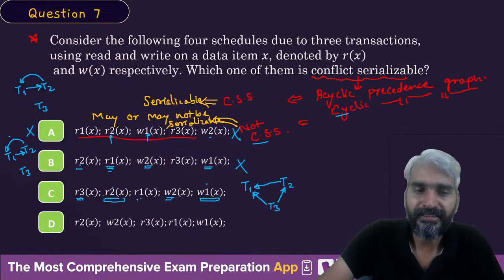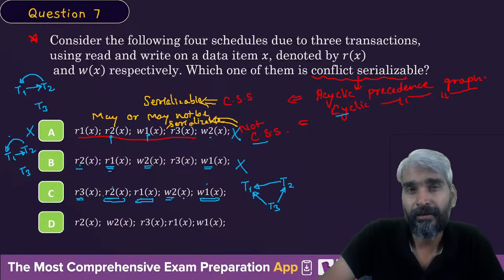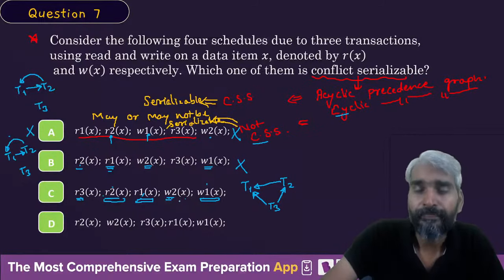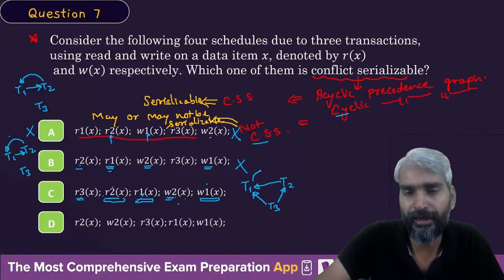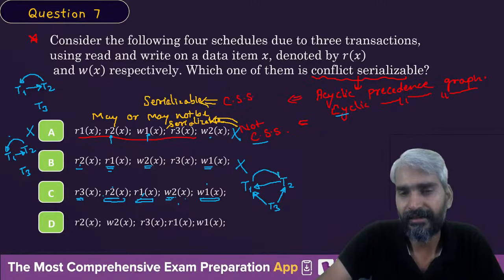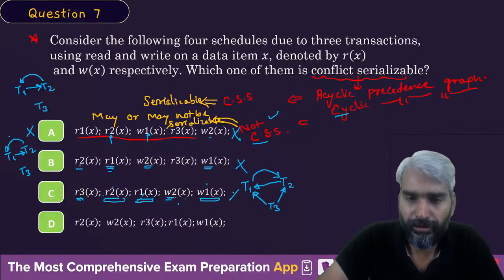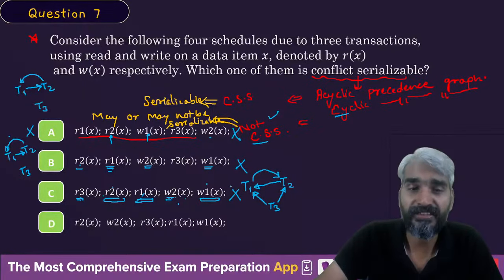Right? Next is read by transaction T1 of data item X. Next is write of data item X by transaction T2. So this says read of T1 is occurring before the write of T2. Therefore, T1 should execute before T2. Though again, there is a cycle. Again, there is a cycle. Therefore, not conflict serializable schedule. So this third one is also not conflict serializable schedule.